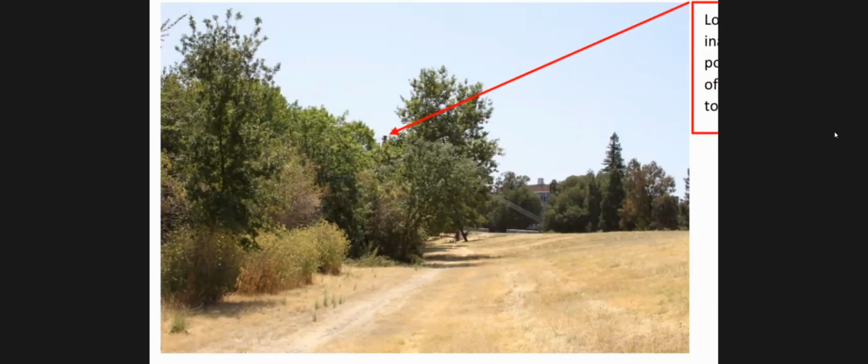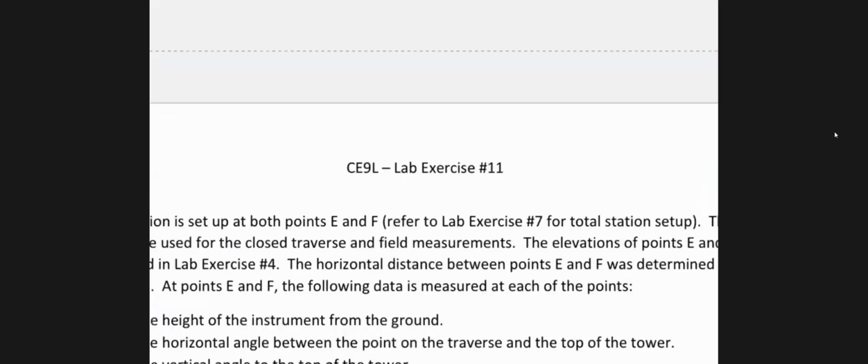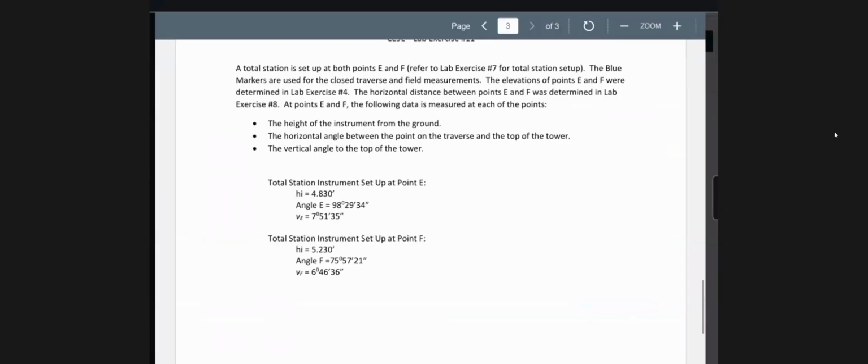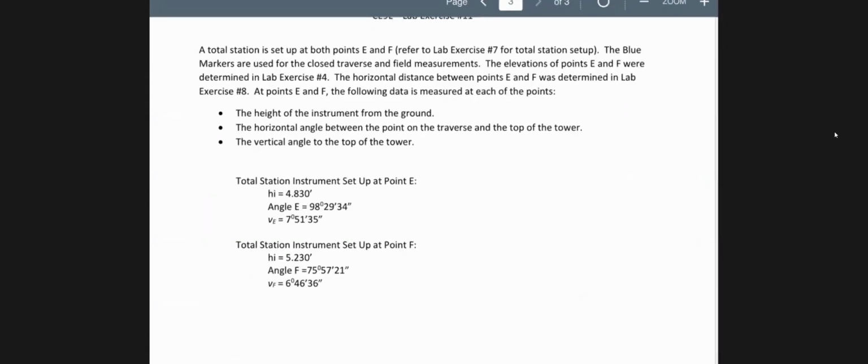If you have any questions along the way, just speak up. Okay. So now here's the data that you're going to assume you went out and measured today. Okay.